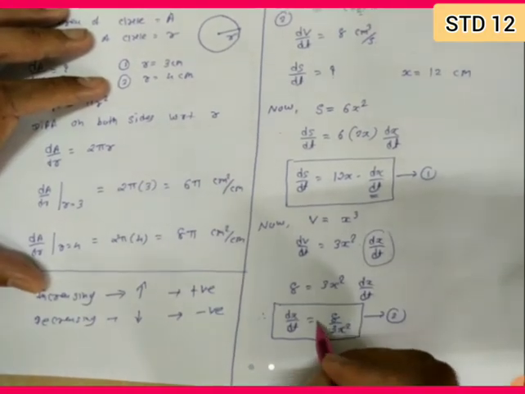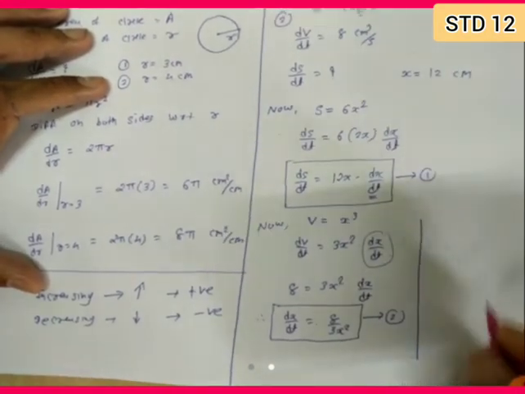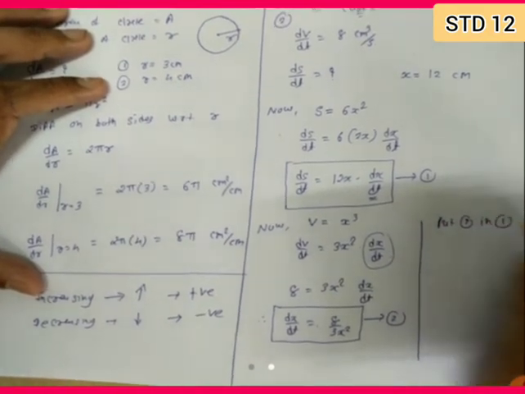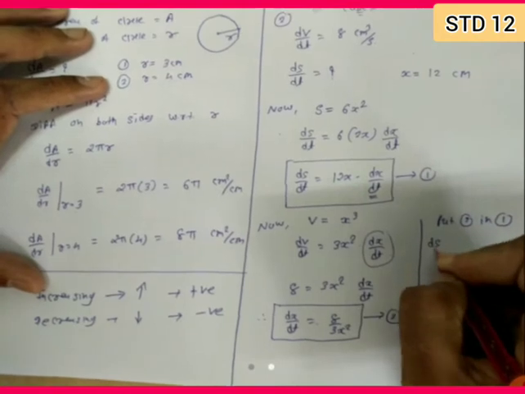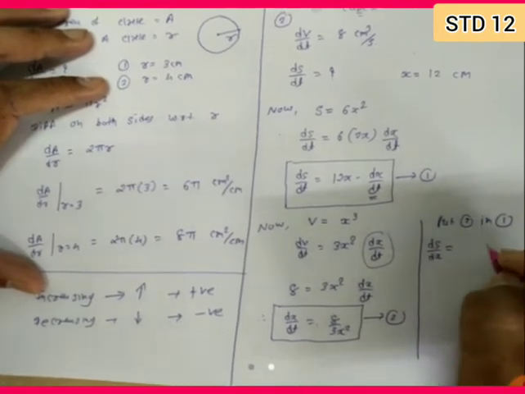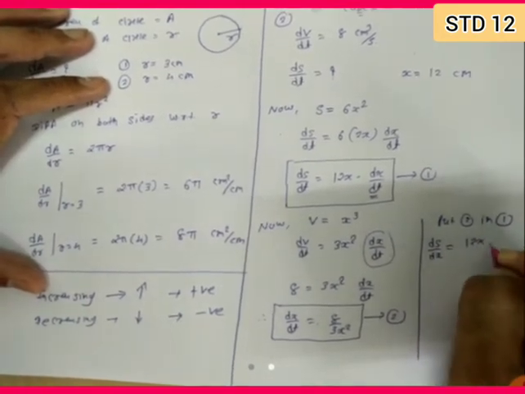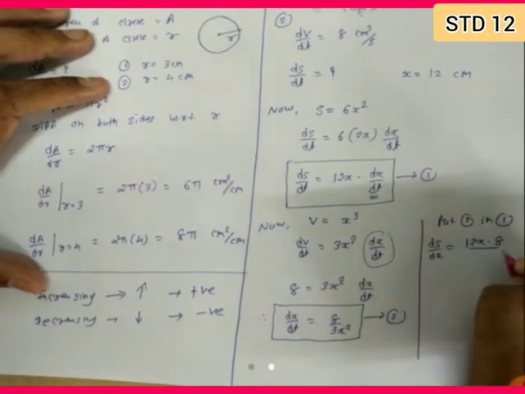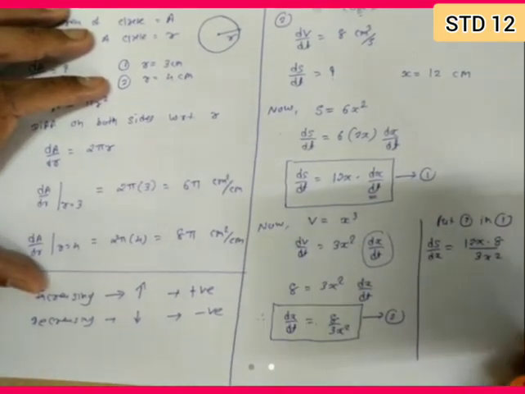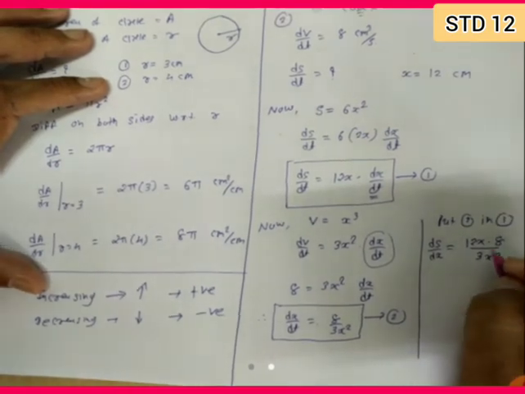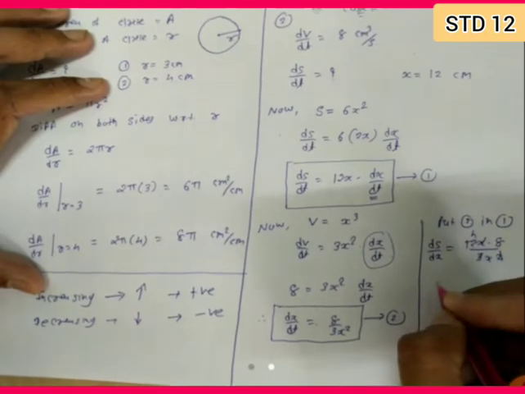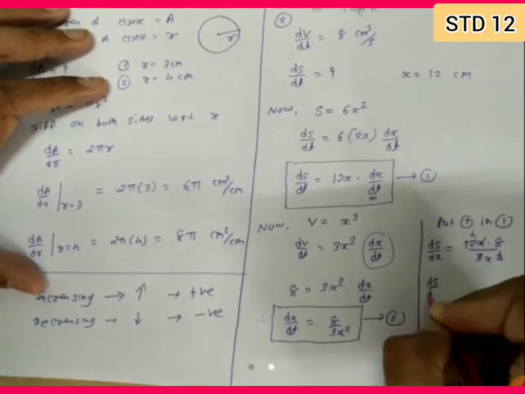Put the value of result 2 in result 1. So put 2 in 1. So we are getting dS by dt equal to 12x into our dx by dt, which is 8 upon 3x square. Done. So this x will be cut. 3 4s are 12.